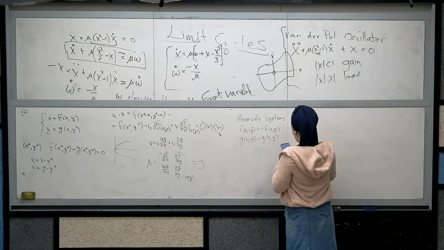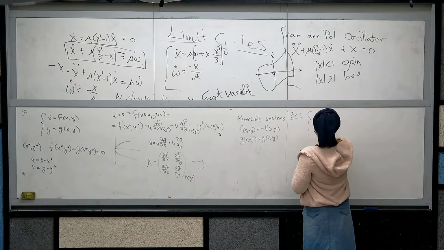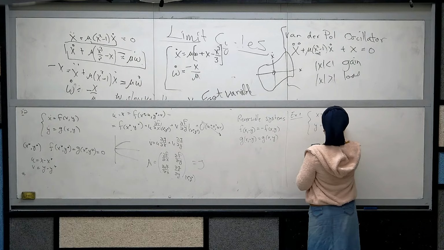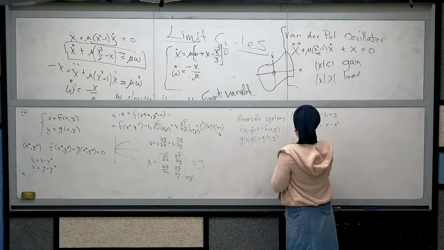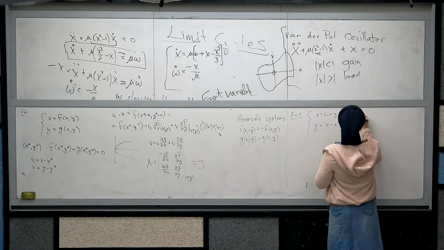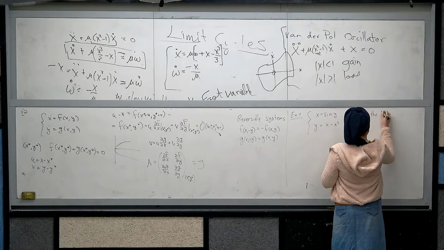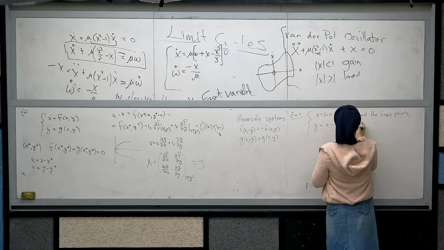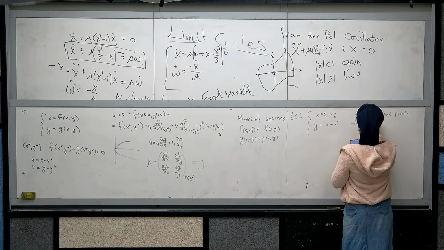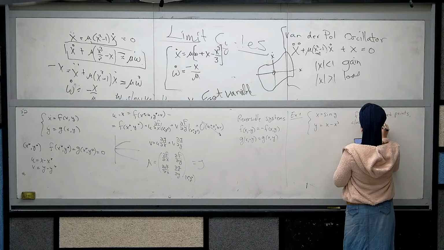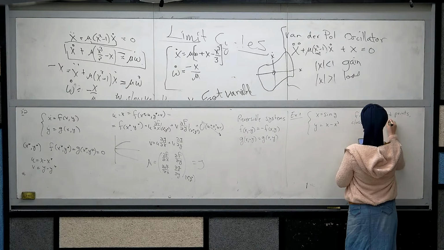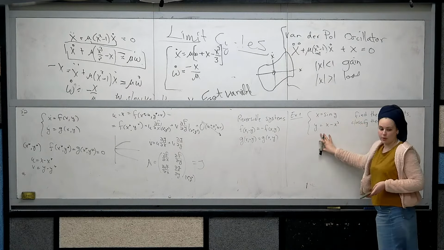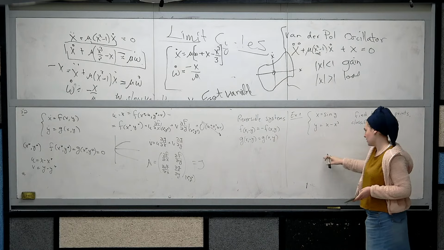Next one. For the system x dot equals sine y and y dot equals x minus x cubed, find the fixed points, classify, and sketch. Okay, so let's start with finding the fixed points.